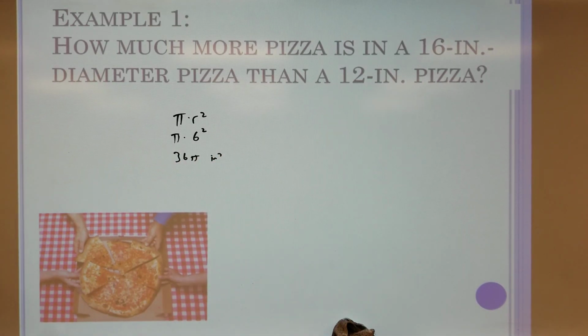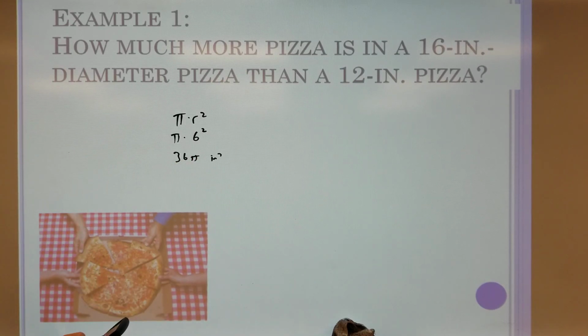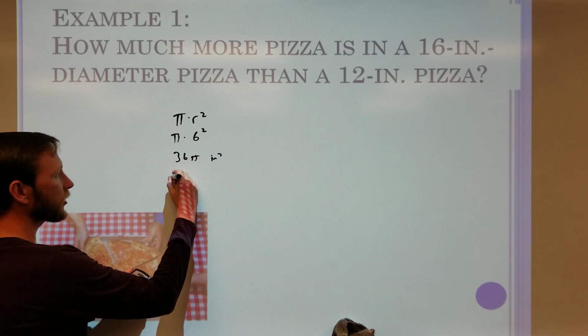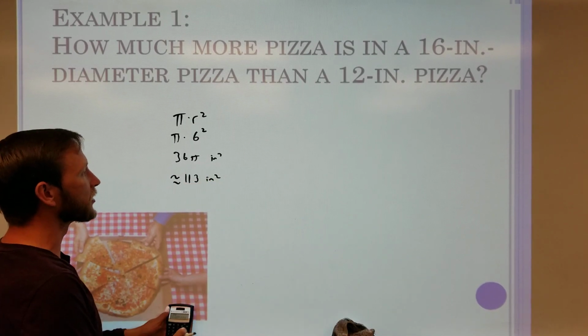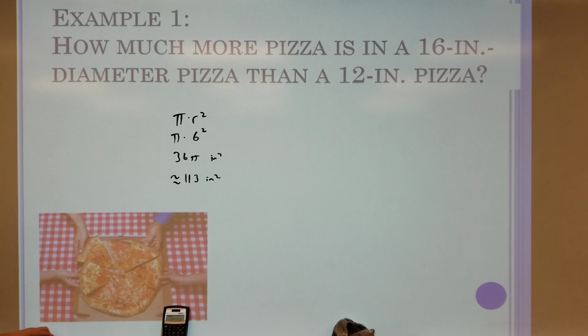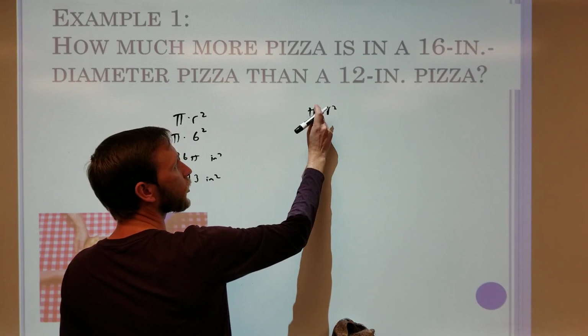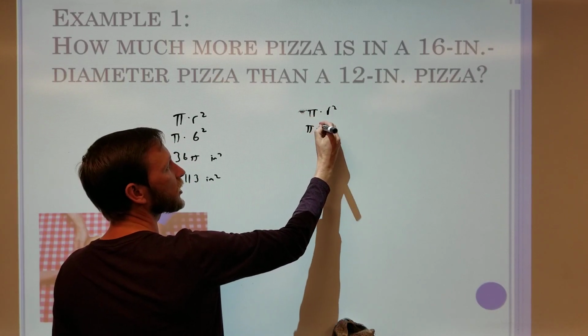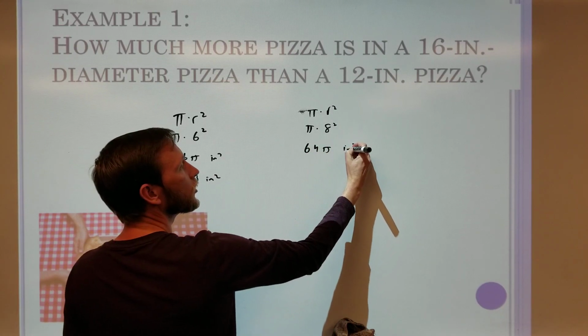Now, this doesn't mean much to people when we talk in terms of pi. Algebraically, it is helpful to work in terms of pi, but getting to the nitty gritty, this is approximately 113 square inches of pizza for a 12-inch diameter, medium-sized pizza. For the large pizza, we have the same formula, pi times the radius squared. In this case, the radius is 8, and so we end up with 64 pi square inches.